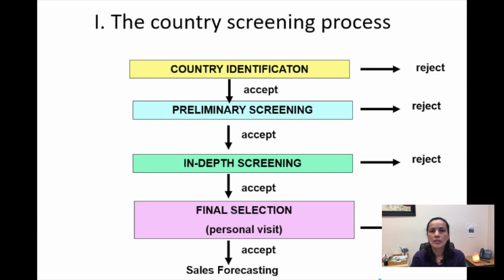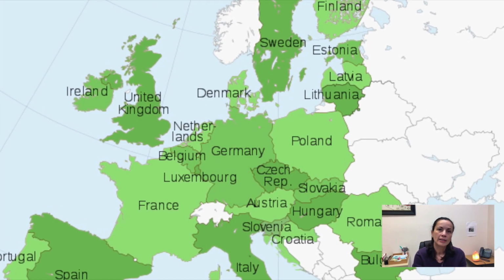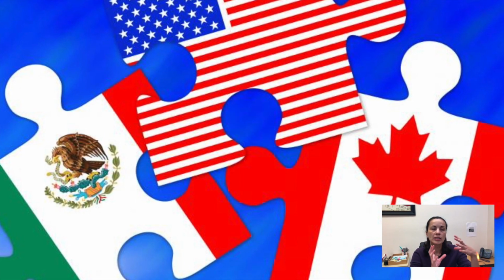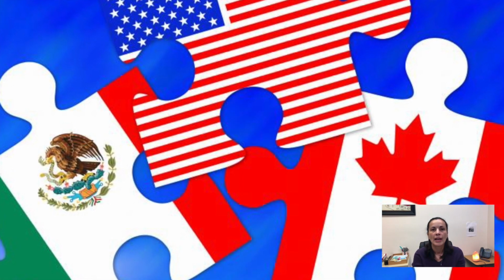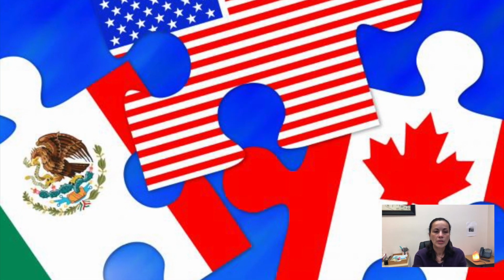Okay, we're going to go through the screening process, and there are 4 stages. The first stage is where you identify a set of countries. You can look at a bloc, as we mentioned before, which is a set of countries that work together. You can look at the European Union, NAFTA, or North America, Latin America, Asia. You can look at certain sections or regions in the world and assess which countries would be a good opportunity.